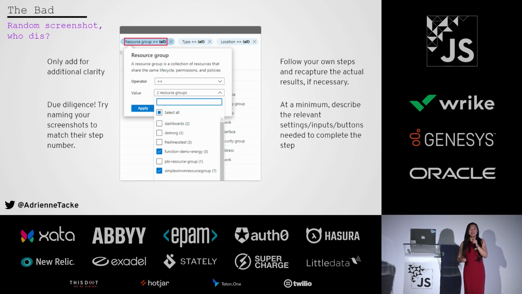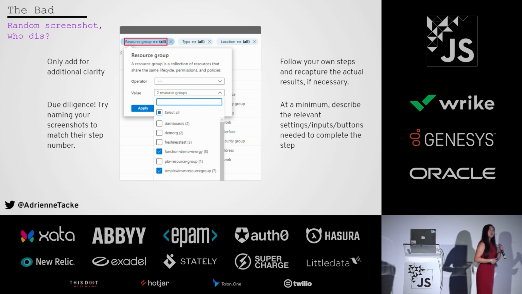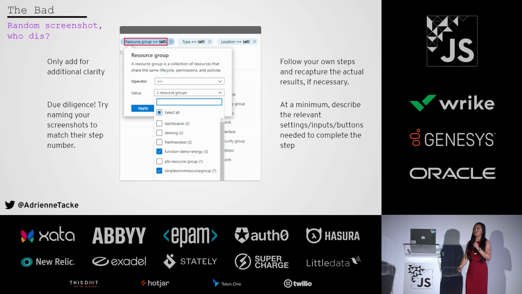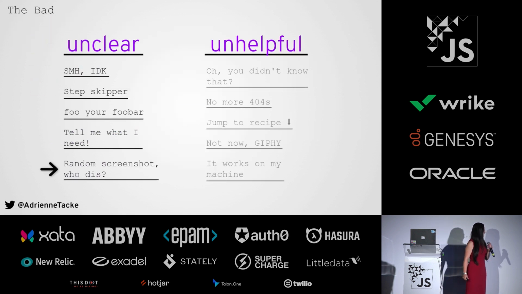And finally, at a minimum, put all of the relevant settings, the inputs, the buttons, whatever it is that you're trying to show in your screenshot. Make sure you add that into the alt text as well. So don't be someone who uses a random screenshot. Make sure you know what the screenshot is going to tell your reader. And those are the top 5 things that make a lot of these tutorials unclear.